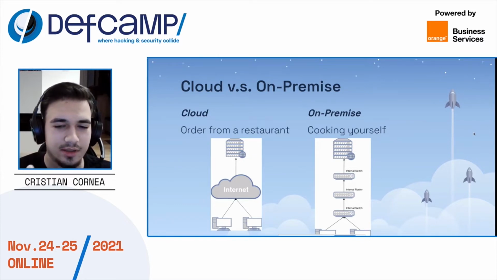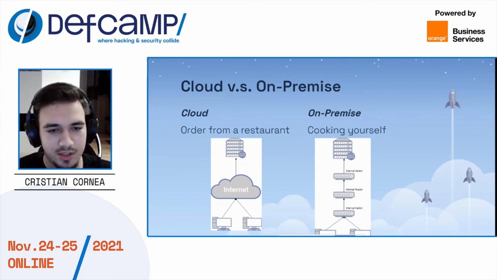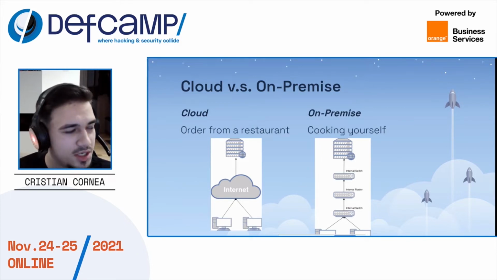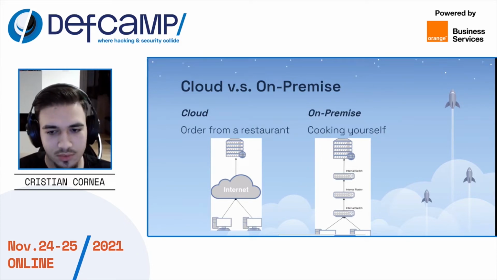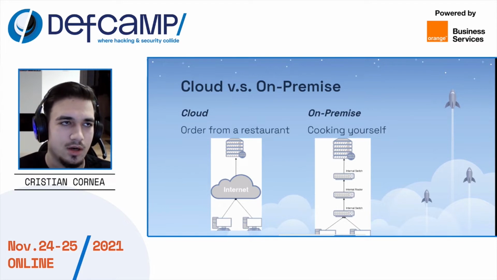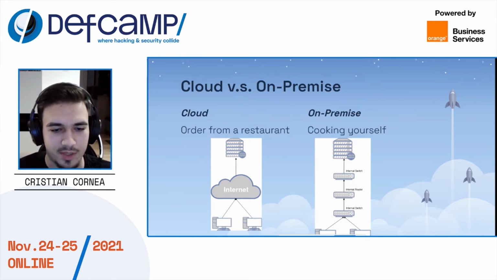There is a big difference between cloud versus on-premise. Basically, cloud is like ordering something from a restaurant. So it's already prepared, already done for you. And on-premise, it's like cooking the meal yourself. So you need ingredients, you need dishes, you need the skills to make that meal. So that's basically an analogy of cloud versus on-premise.